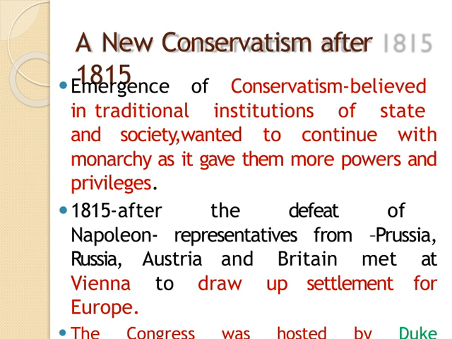The main goal was to draw up a settlement for Europe, aiming to restore stability and maintain the balance of power. This event marked a turning point because it reflected the conservative goal of restoring old regimes and preventing revolutionary upheaval. It's a key moment that connects to our overall theme of how Europe responded to the upheavals of the early 19th century and sought to maintain order through conservative principles.